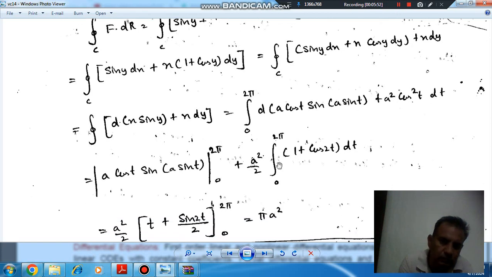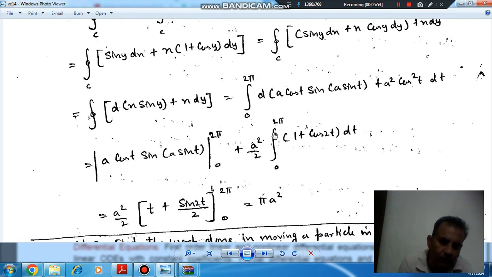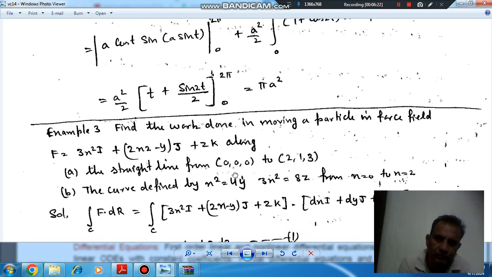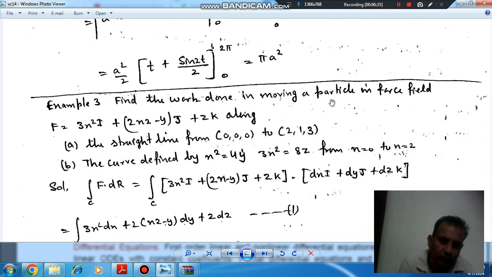Okay. So its integration will be a t plus sin 2t. Okay. And if we put limits in this, then it will become 0. So its integration is t plus sin 2t by 2, and if we put limit here, so we get answer as pi.